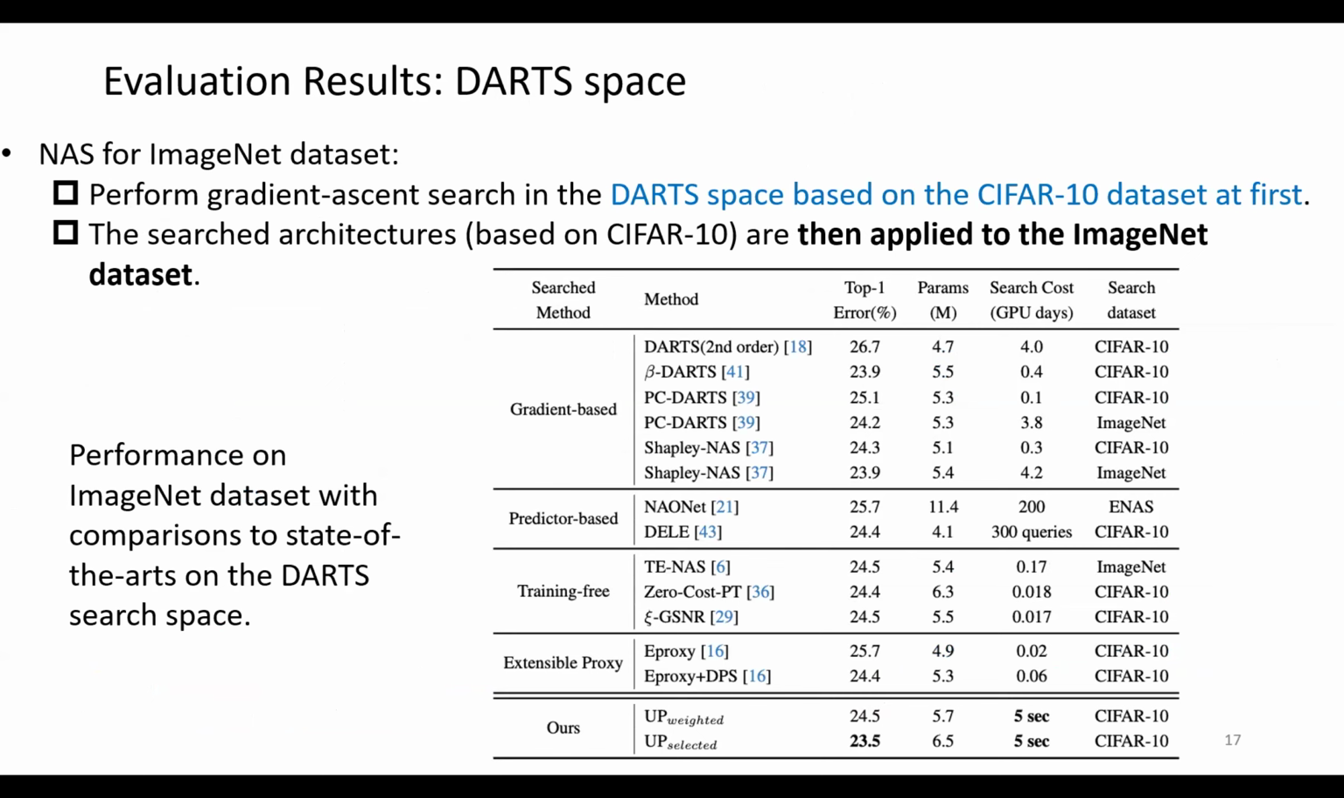This one has been done in the Dart space. Dart space is much larger than NASBench-201. To obtain the results on the ImageNet data set, we first search on the Dart space based on the CIFAR10 data set. Then the best architecture found on CIFAR10 is applied to the ImageNet data set.